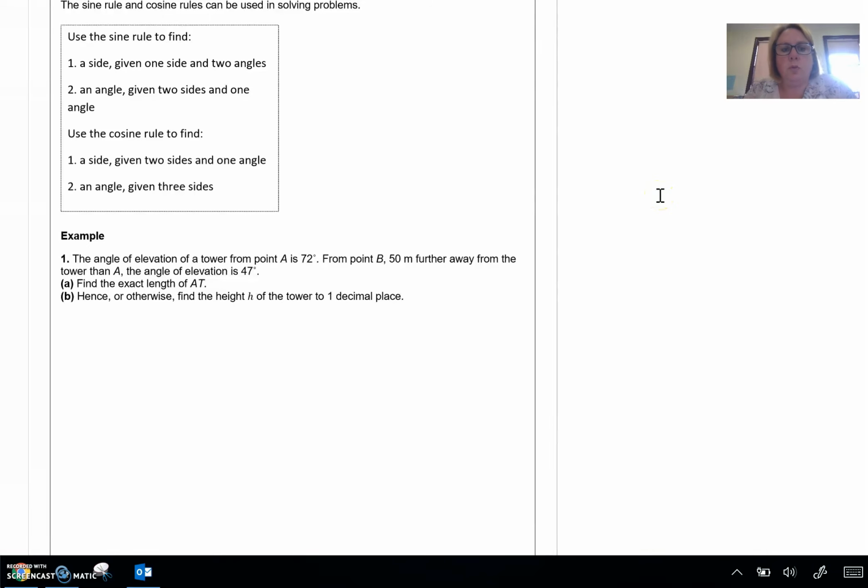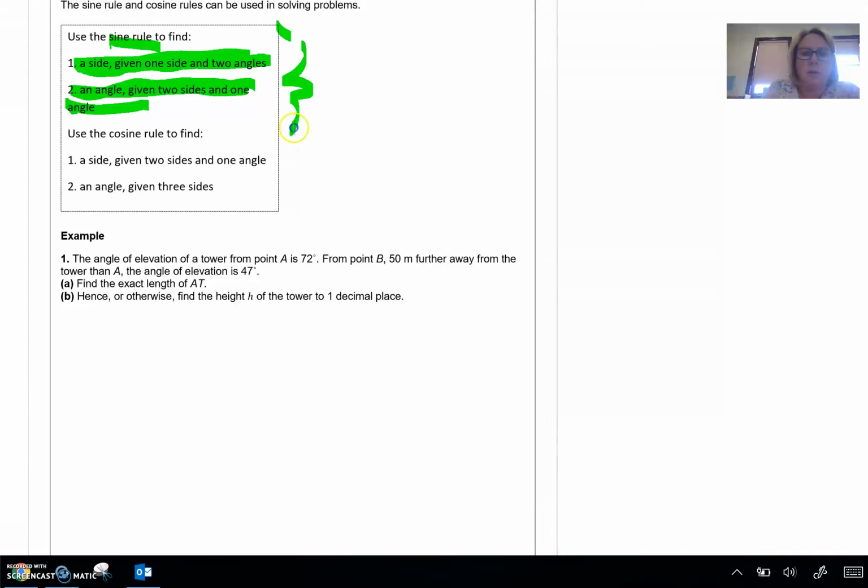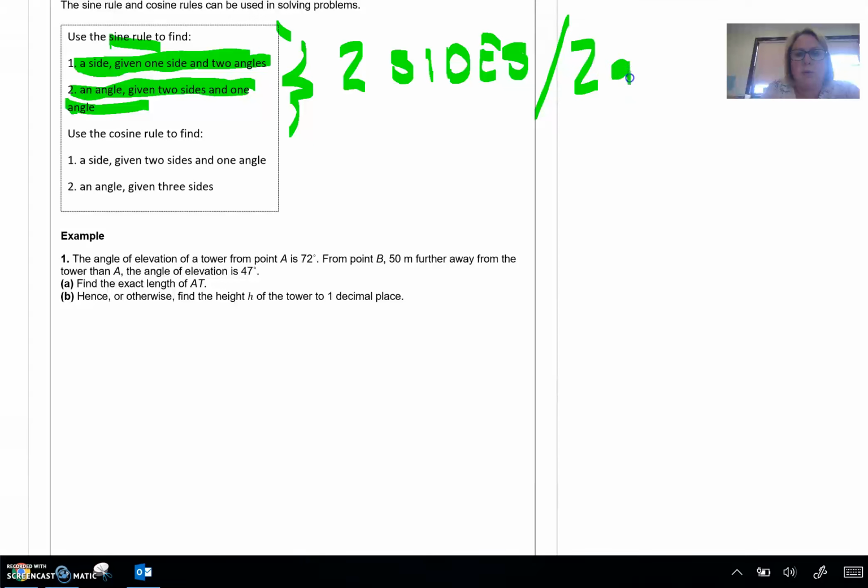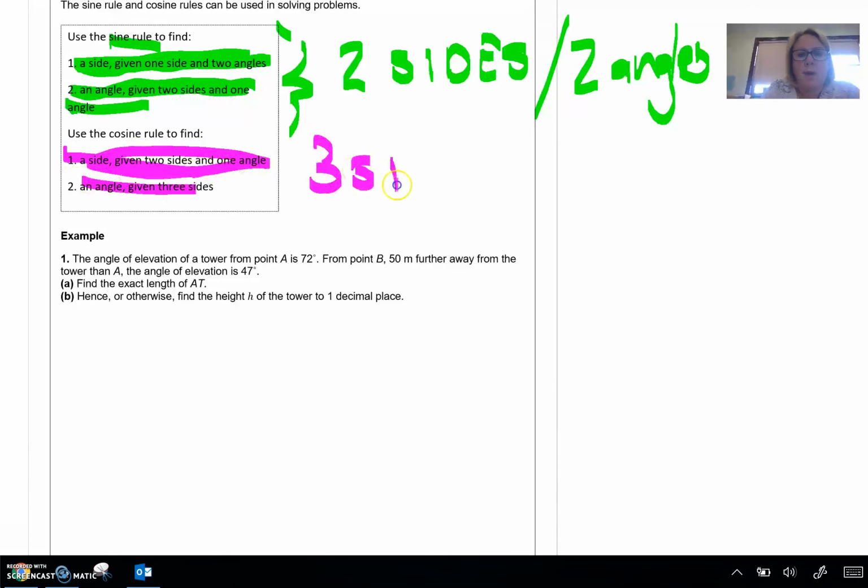Now you've practiced the rules, you've got to recognise when to use them, because they're not going to say "use the sine rule to find". I mentioned in the last video that the sine rule is when I've got two sides and two angles, including the unknown. And the cosine rule is three sides and one angle, including the unknown. That's how I do it.